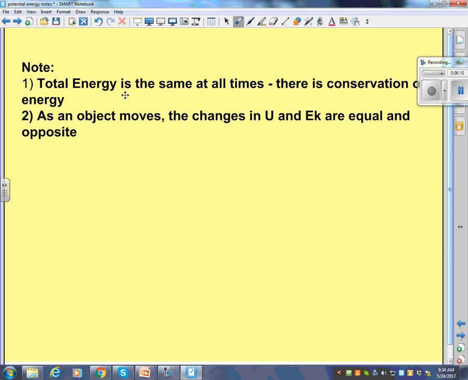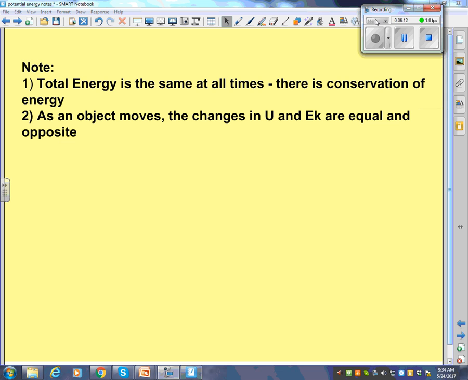Note that the total energy is the same at all times. There is conservation of energy, and as an object moves, the changes in potential and kinetic are equal and opposite. That's the theory.